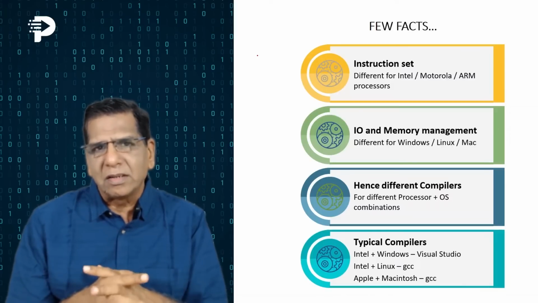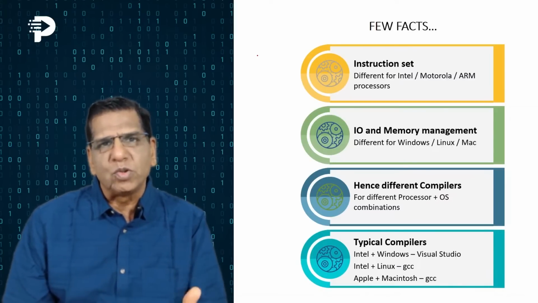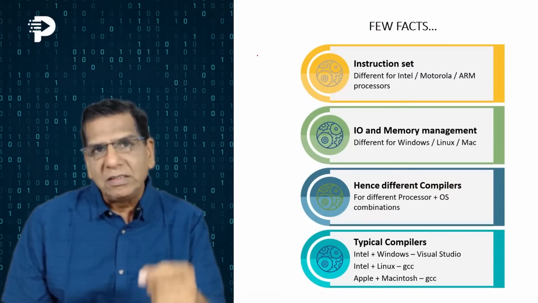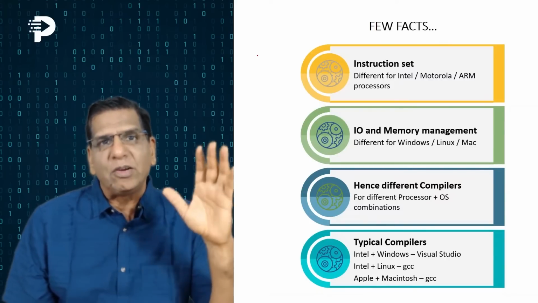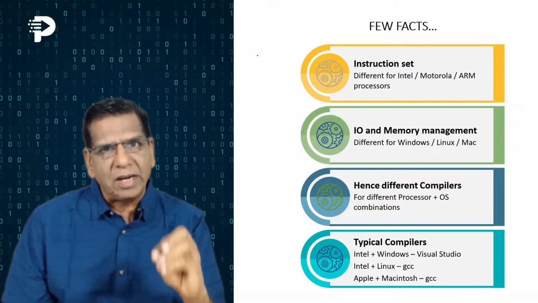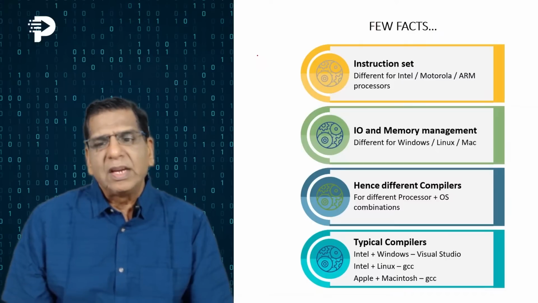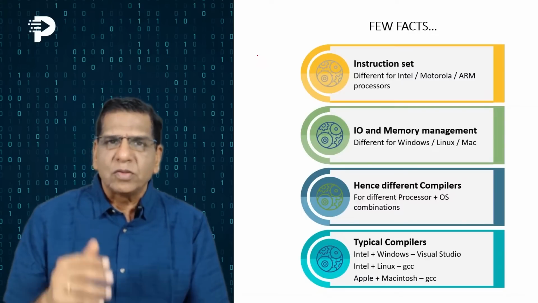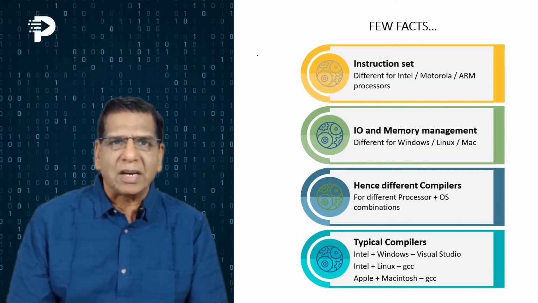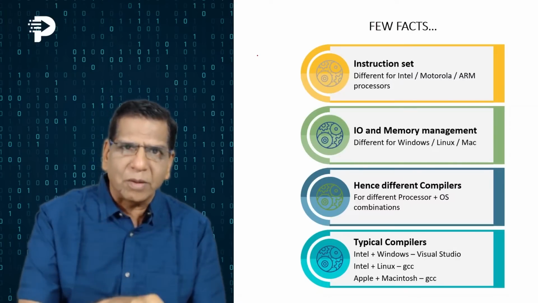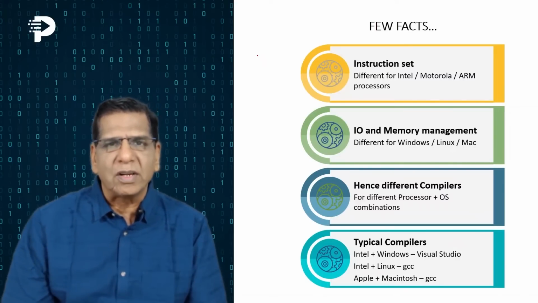Typical compilers, for example, Visual Studio, as I said, would be for the Intel and Windows combination. Whereas GCC has been implemented for a variety of combinations. That is why you find the GCC compiler available for the Intel Linux combination. It is also available for the Apple Macintosh combination. Fine. So for different platforms, people target their compilers. The compiler which has been targeted for one platform obviously is not going to work for another platform.